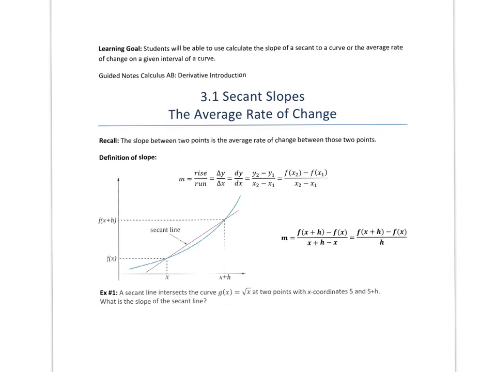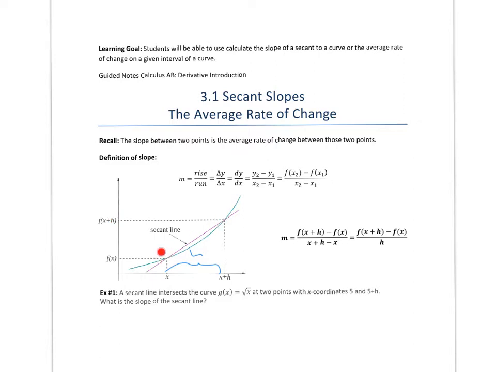But in this context, a secant line is simply a line that intersects some curve, some graph at 2 points. So here you have point x, f of x. And then if you went over some distance of h, if this was x, this would be x plus h. And then this would be f of x, and this height would be f of x plus h.